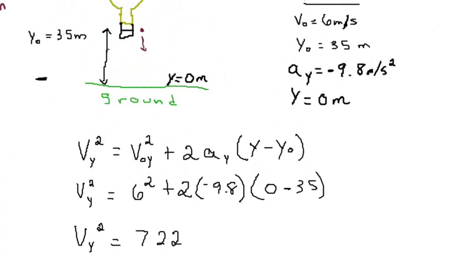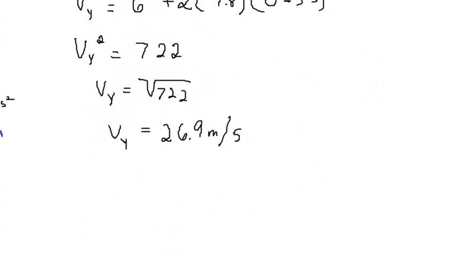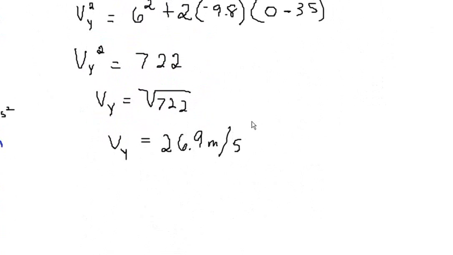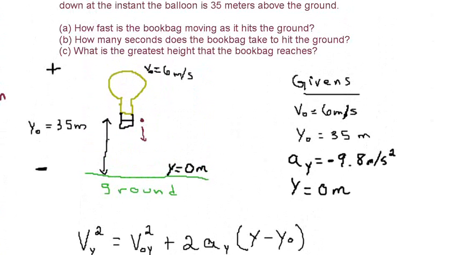So what this means is that when the book bag hits the ground, it's going to hit the ground with this velocity, 26.9 meters per second. Okay, I'm going to stop this video here, and in the next video I'm going to do part B of this problem. Okay.